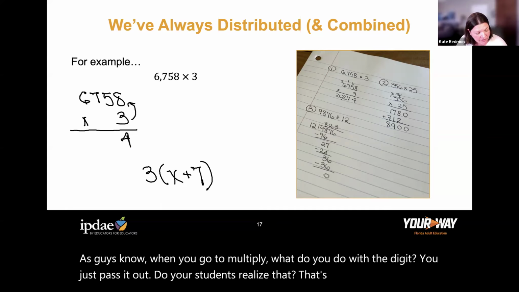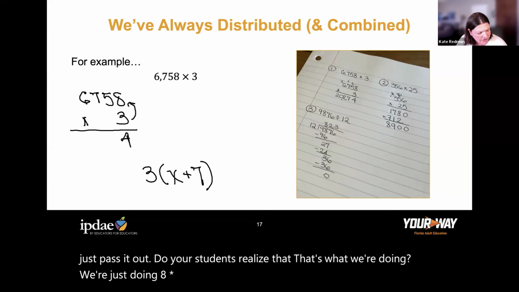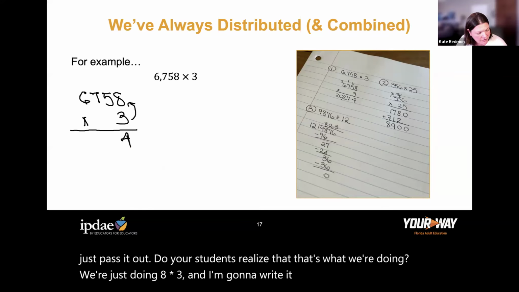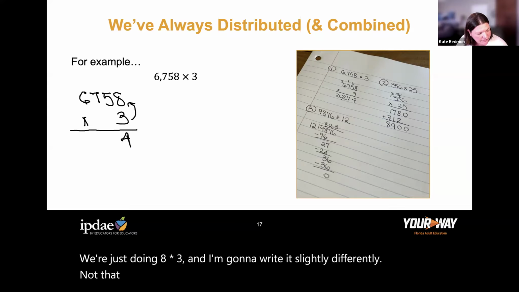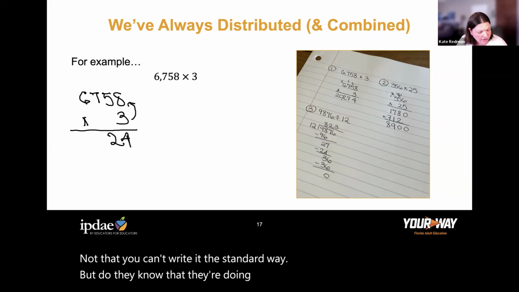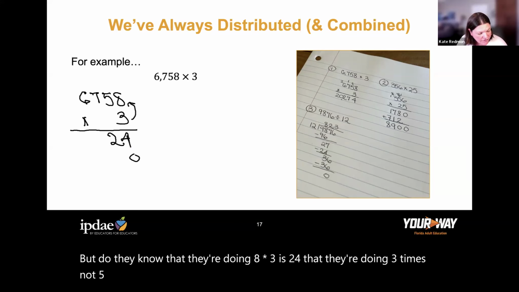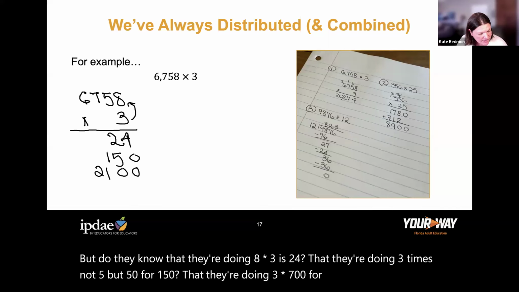We're just doing 8 times 3, and I'm going to write it slightly differently. Not that you can't write it the standard way, but do they know that they're doing 8 times 3 is 24? That they're doing 3 times not 5, but 50 for 150? That they're doing 3 times 700 for 2100? And 3 times 6,000 for 18,000?